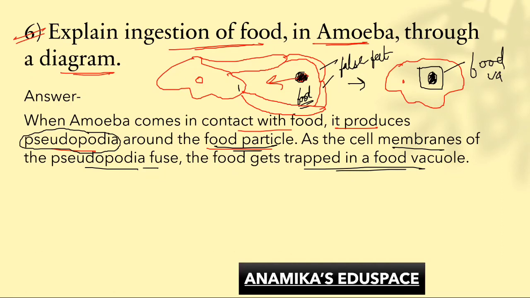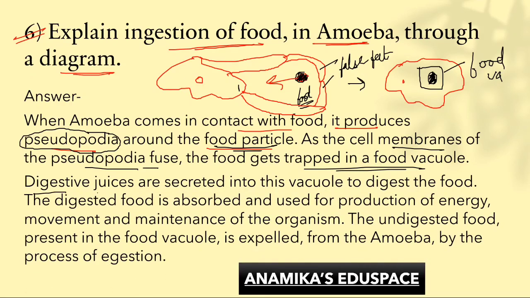Clear? Next, what happens? The digestive juices are secreted into this vacuole. So all the digestive juices are going here, along with the enzymes. It is taking lots of enzymes with it, and then the digested food is absorbed for the production of energy. So when the enzymes and the juice are going, the juice is mixing with the food and breaking the food down into simpler forms. Okay, breaking into simpler forms.